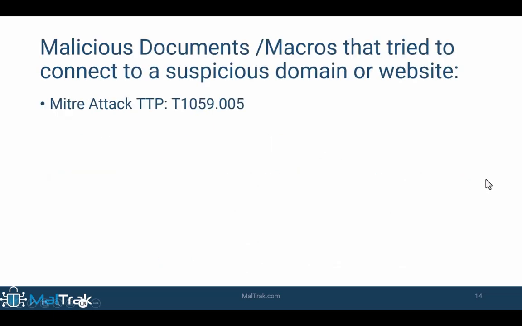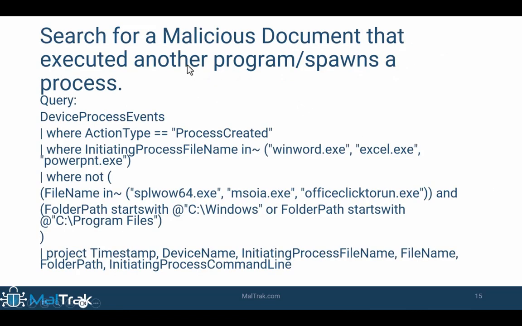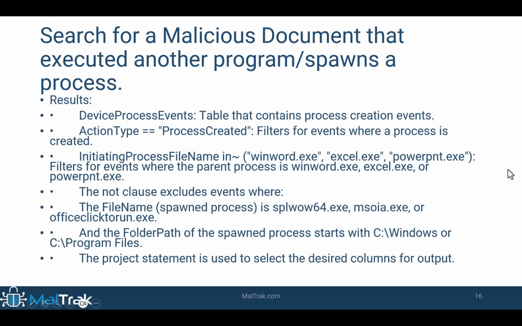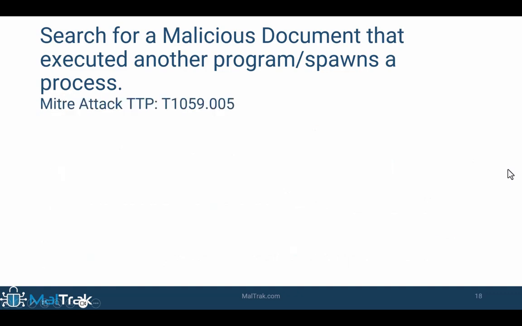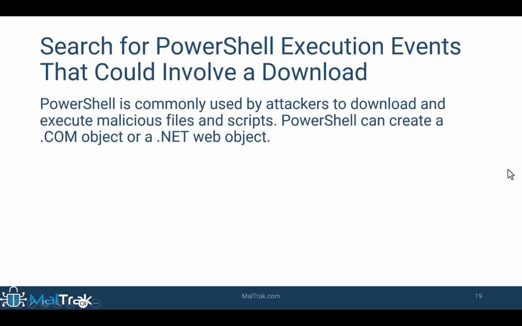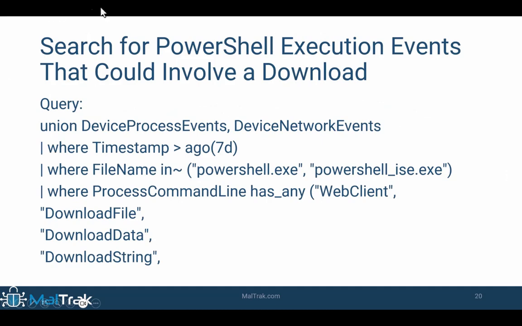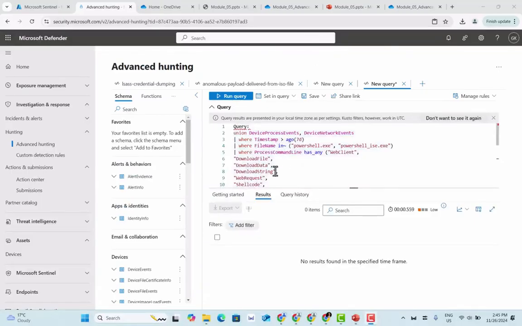Okay, there's the MITRE ATT&CK TTP, T1059.005. As we've done before, you can search for a malicious document that executed another program or spawns a process. So we've been through this before. There's the MITRE ATT&CK TTP. Now search for PowerShell execution events that can involve a download. Let's go ahead and try this one. So here the entire query is inside Advanced Hunting and Defender.